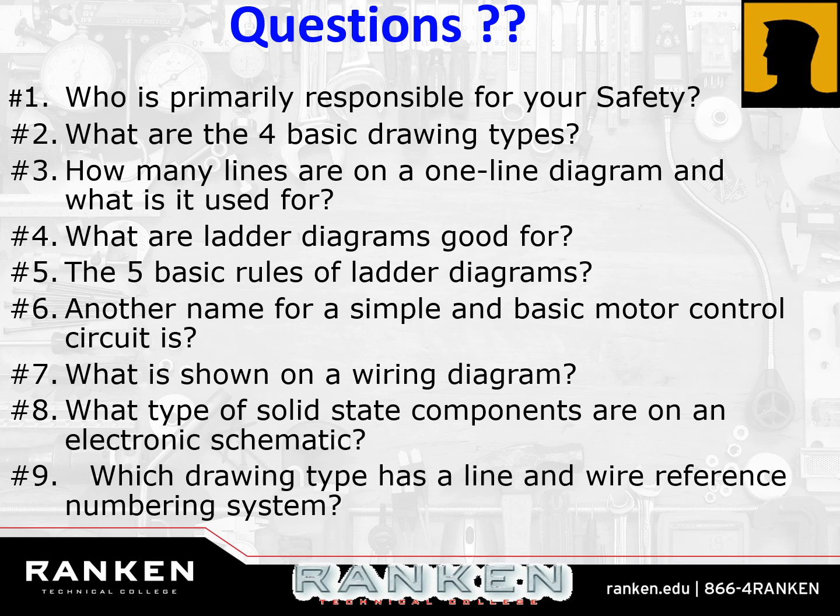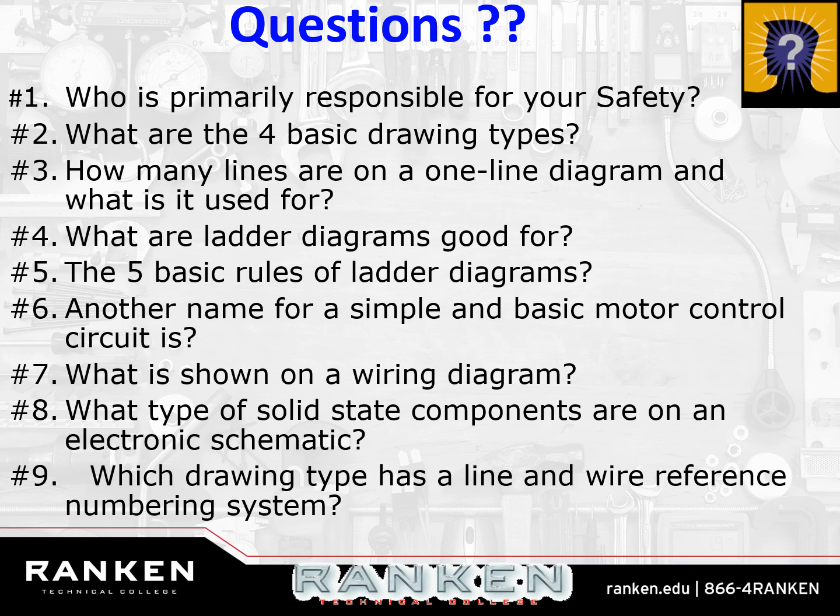What are the 5 basic rules of ladder logic? 1 load per line. All loads connected to L2, with one exception, which is overloads. Number 3, all control devices are mounted between L1 and the load. Wire numbers, all lines are numbered, and numerical cross-references. That's the 5 basic rules of ladder logic.